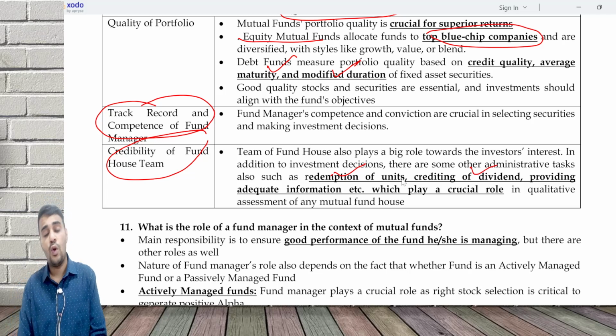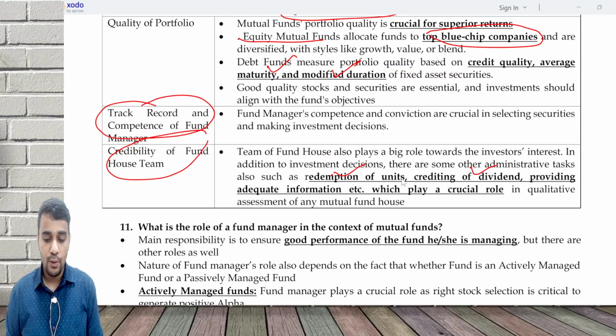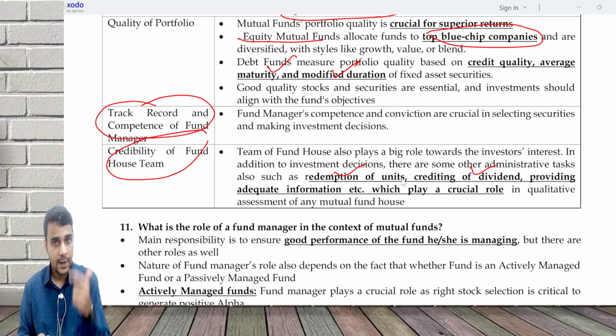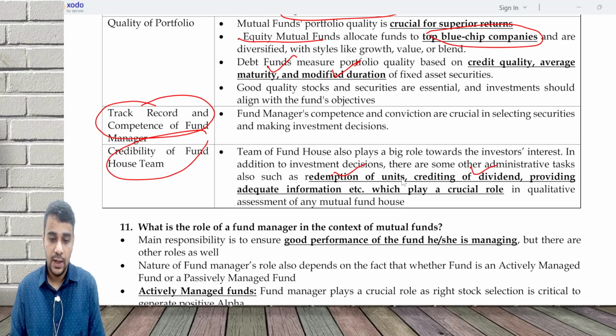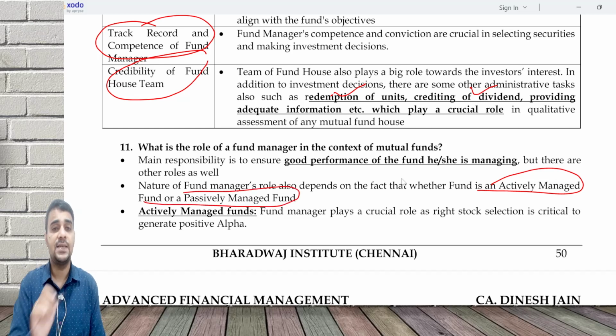What is the role of a fund manager? I think the most important role for a mutual fund is played by the fund manager, and his role depends on the category of mutual fund. Active, passive. There are two types of mutual fund. So the role will depend on whether it's an actively managed fund or a passively managed fund.